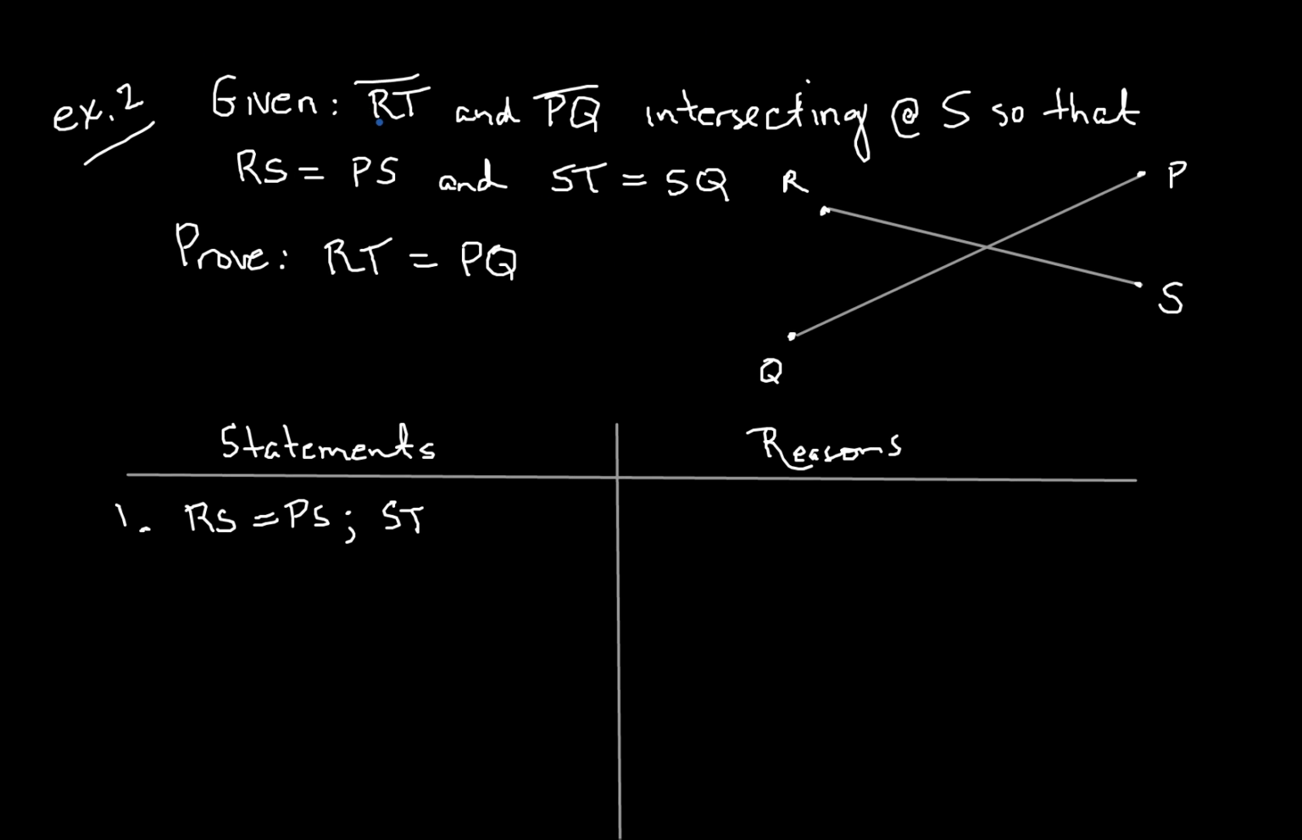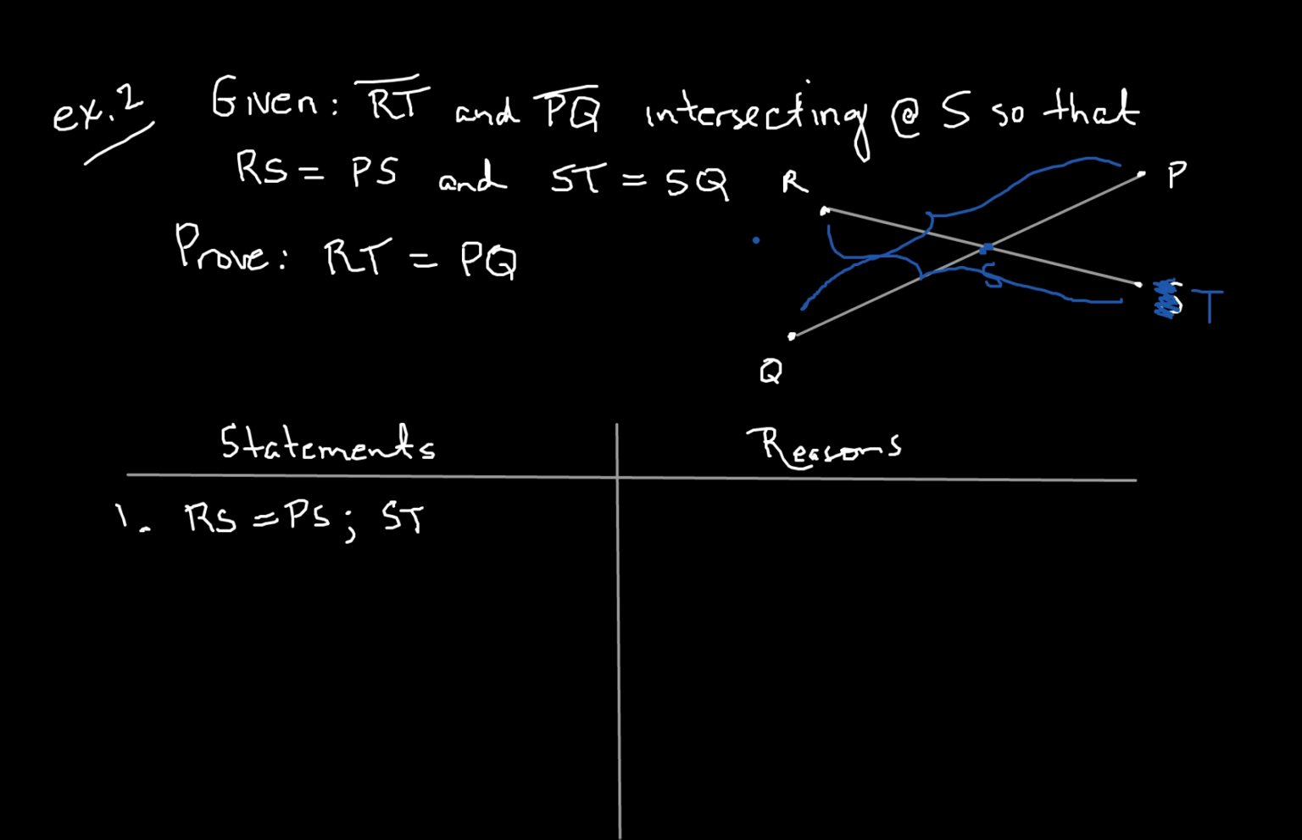Given: look how I'm reading this, segment RT and segment PQ intersecting at S, and I have the letters wrong on here, so let me just change these. They're going to intersect at S, and this letter is going to be a T down here. We are given that PS is equal to RS and ST is equal to SQ. We're going to prove that RT is congruent to PQ.